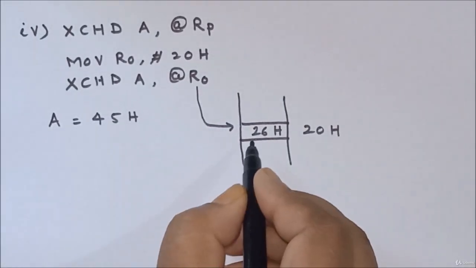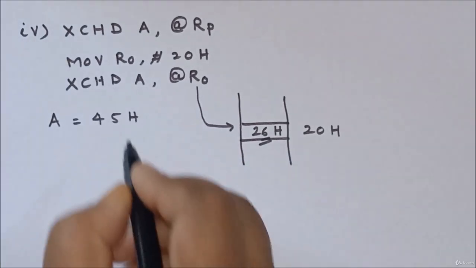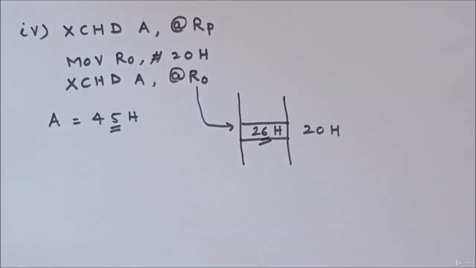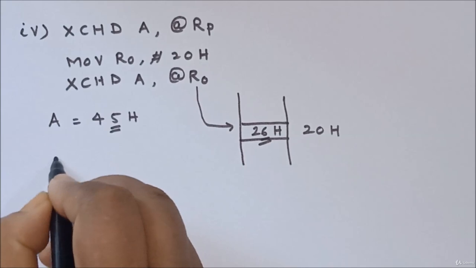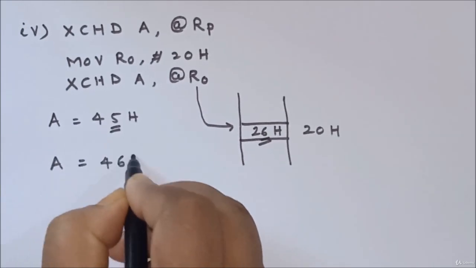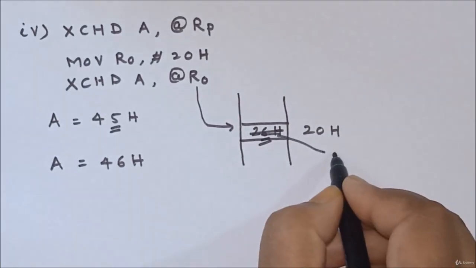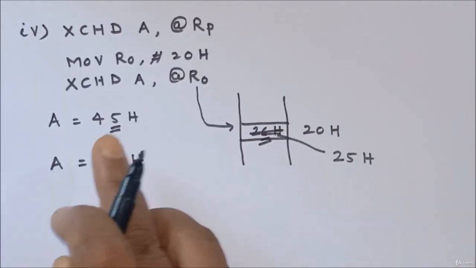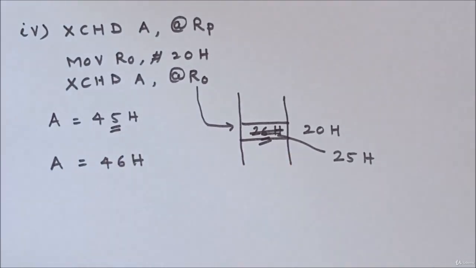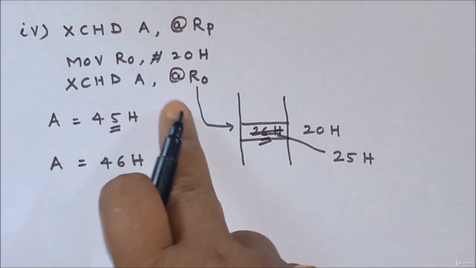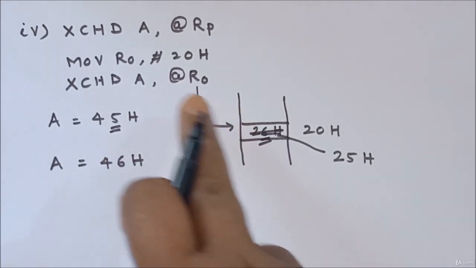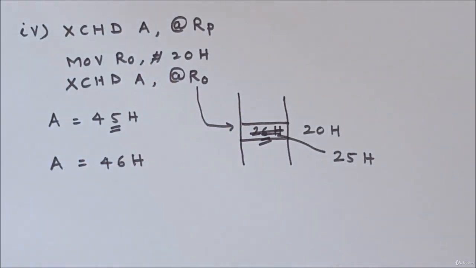So after execution of the instruction, the lower nibble of the address location and the lower nibble of the accumulator will be exchanged. So in the accumulator we'll get 46H, and at the memory location the data will be, instead of 26H, 25H. So only the lower nibble will be exchanged using this exchange instruction. So the accumulator is the operand. One of the operands in the instruction must be the accumulator for the exchange instruction.